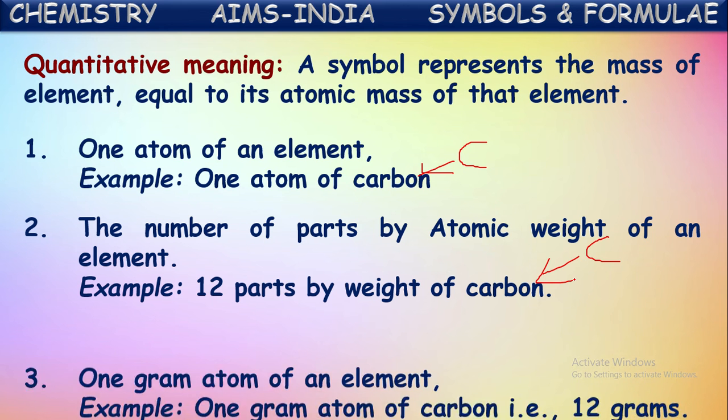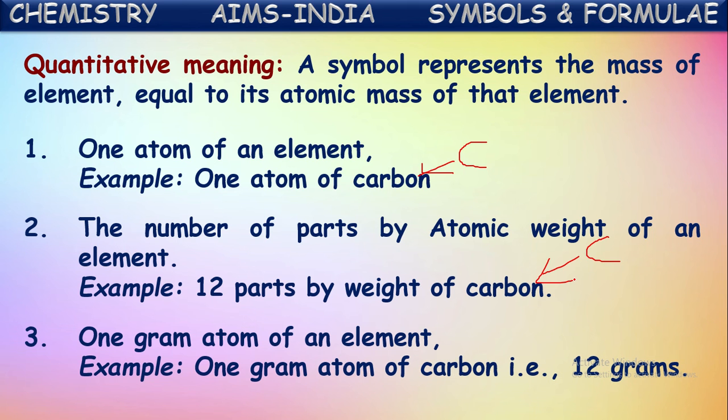And even 1 gram atom of that element: a symbol also gives the meaning of 1 gram atom of an element. If we write just the symbol C, it represents 1 gram atom of carbon, that is 12 grams of carbon. This is the quantitative meaning from the symbol. So in this way, a symbol has two significances: qualitative meaning and quantitative meaning.